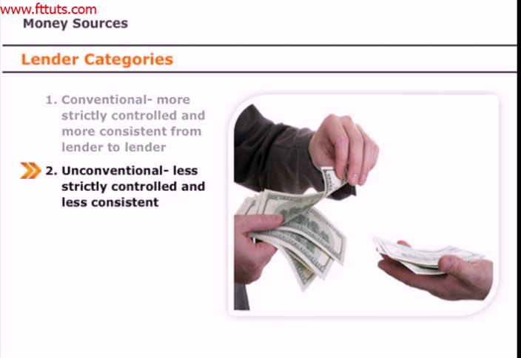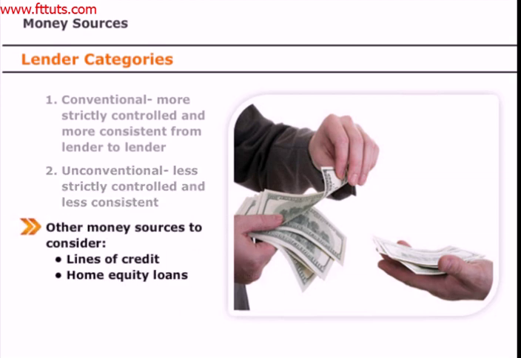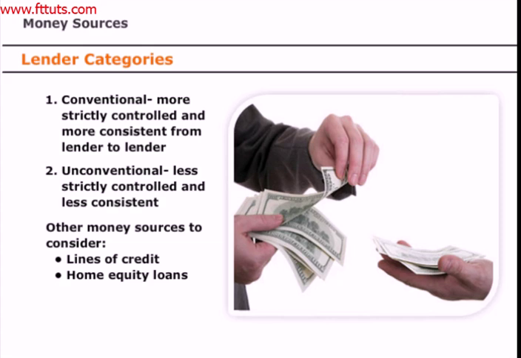Unconventional lenders have fewer restrictions on what they provide. They are still ultimately controlled by federal law, but the laws that affect them are less stringent. This means there is more flexibility in their terms, but little consistency from lender to lender. Other options we will discuss in terms of money sources are lines of credit and home equity loans. Both conventional and unconventional lenders can provide these in certain circumstances. Both have their place in investing.